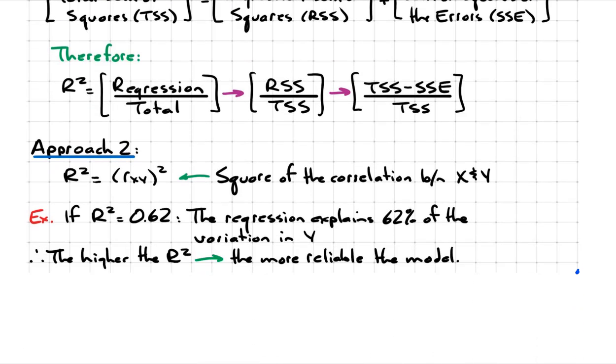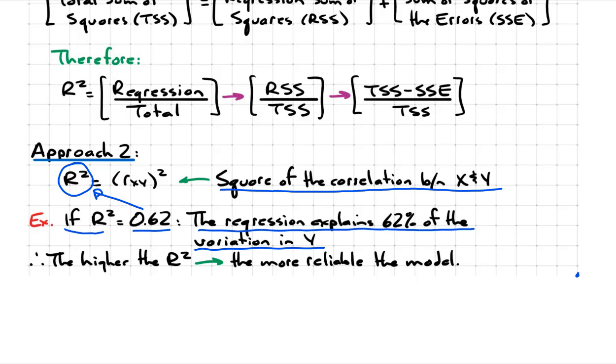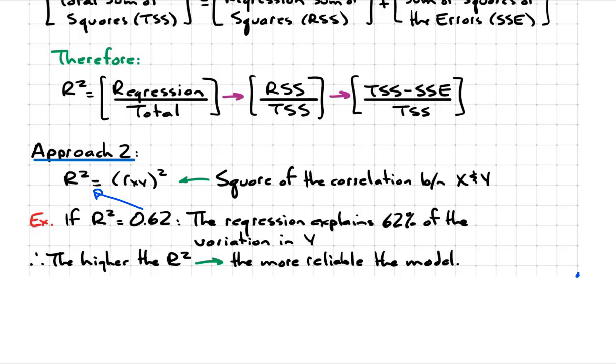Now the second approach to calculating coefficient of determination is by simply looking at the square of the correlation between x and y. And that's it. So for example, if the coefficient of determination is 0.62, so we're talking about this guy right there, that would imply that the regression explains 62% of the variation in y. And as I said before, the higher the coefficient of determination, the more reliable the model would be.